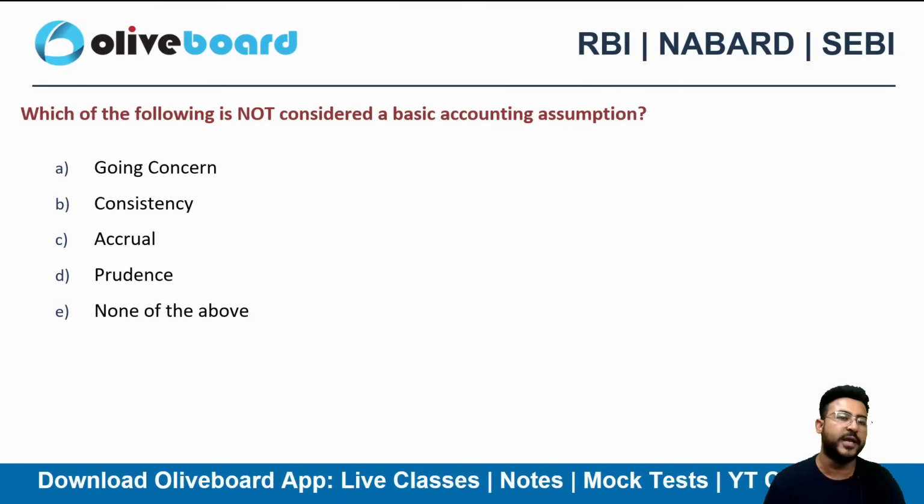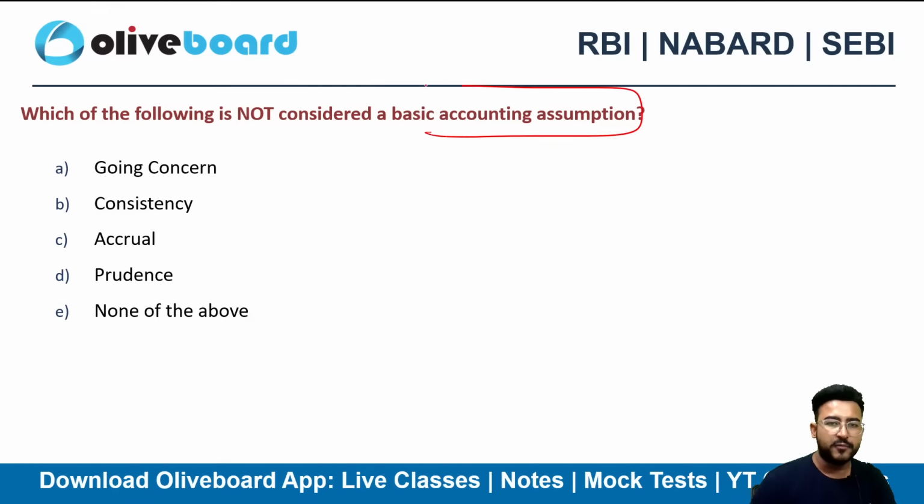Next one, which of the following is not considered as a basic accounting assumption? There are three basic accounting assumptions. Which of the following is not one of the basic accounting assumptions here? Going concern, consistency, accrual, prudence, none of these.